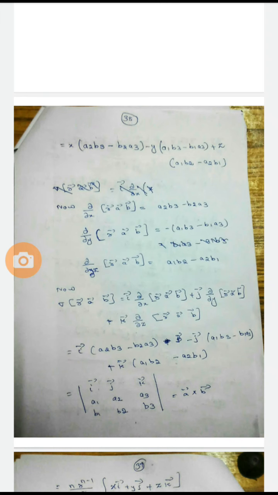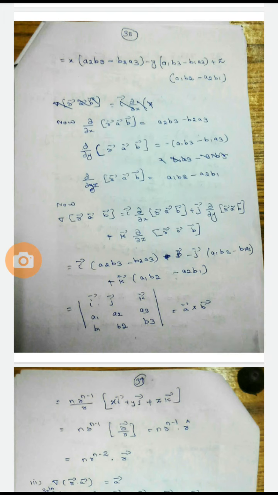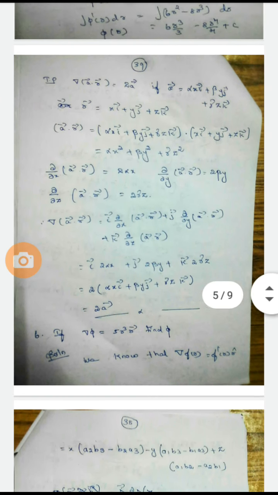Here we have to find del of the box product of r vector, a vector, b vector. First you have to find dou by dou x of the box product; the derivative of x is equal to 1, and write the remaining terms. In the same way, you have to find the derivatives with respect to y and z. Next, write the formula, then substitute the values. That value is equal to the determinant of i, j, k, a1, a2, a3, b1, b2, b3. Now, operating this matrix, i vector into a2 b3 minus a3 b2, and so on. This is equal to a vector cross b vector. So this one is over.